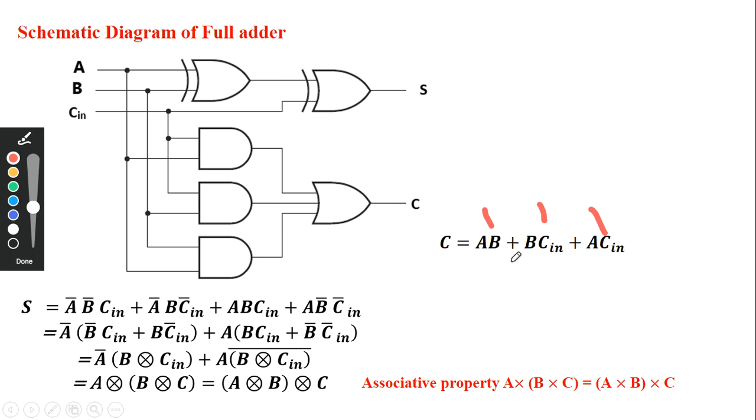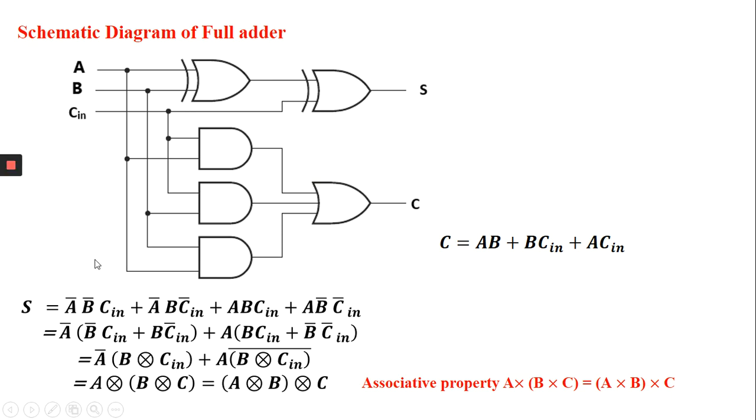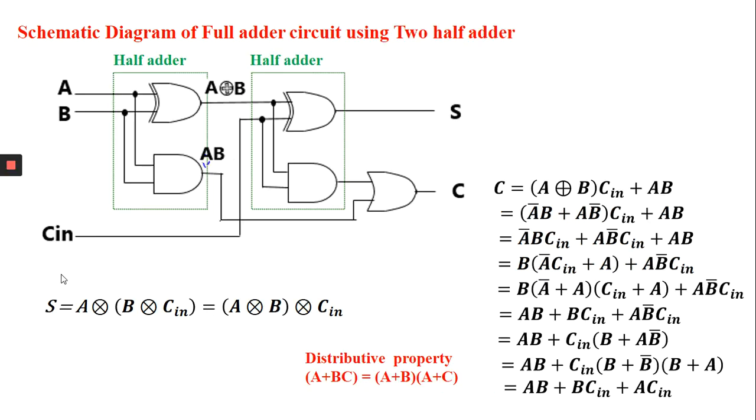3 AND gates and 1 OR gate. Okay. So here you can see 3 AND gates and 1 OR gate for addition. We can design the full adder using 2 half adders also. So here you can see we can use 2 half adders in cascade form to design a full adder circuit. This will also give you the same result.